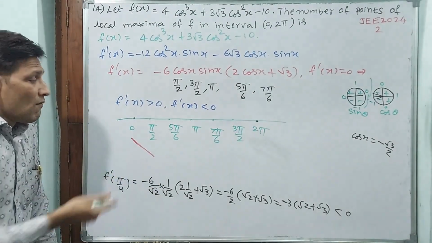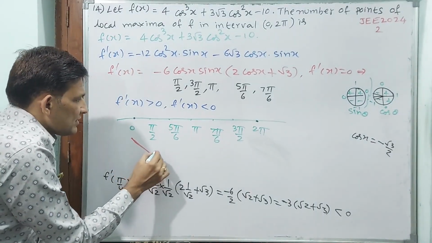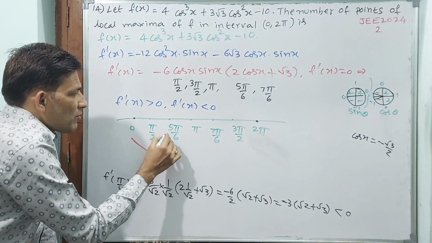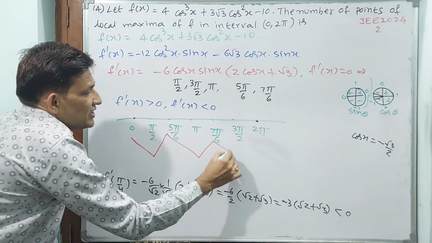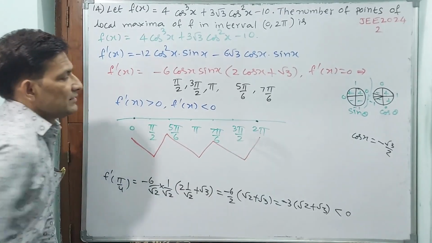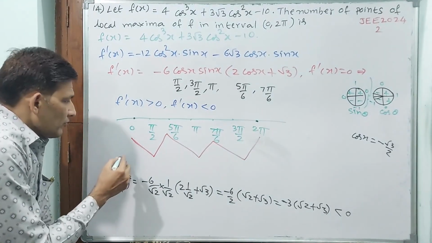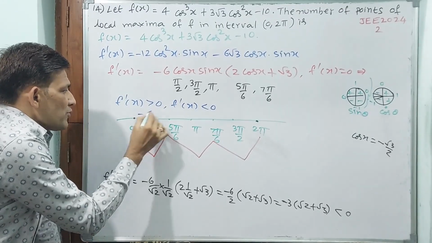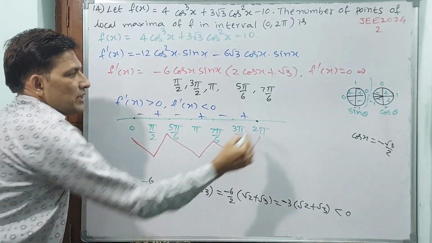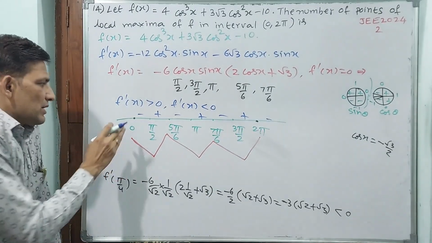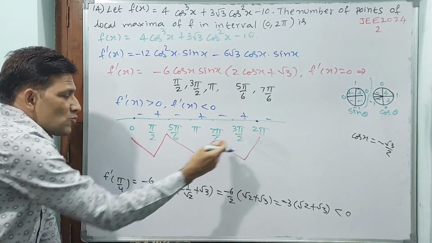Okay? What are the critical points? Critical point means you have to change the direction. Then change the direction. Up to 5 pi by 6. Then change the direction. Okay? See here what we have to understand. See 0 to pi by 2, negative, positive, negative, positive, negative, positive. Okay? Again negative. But see, we bother greater than 0, less than 2 pi only.